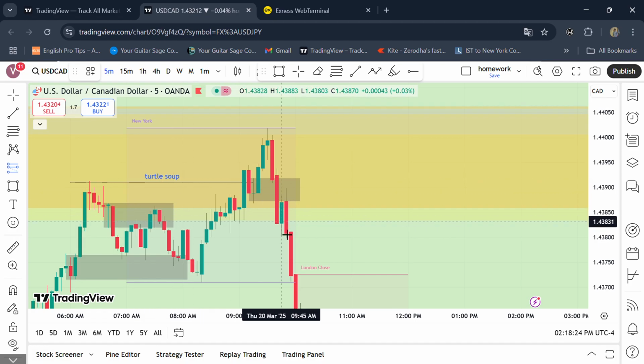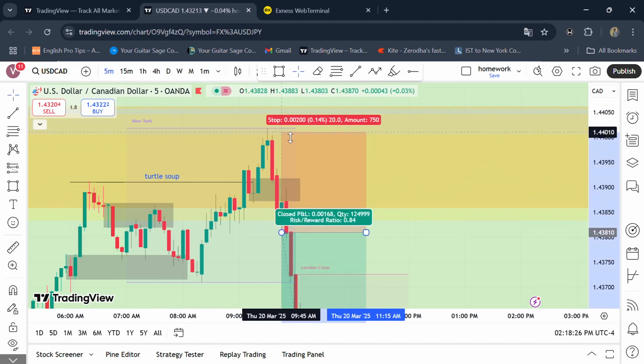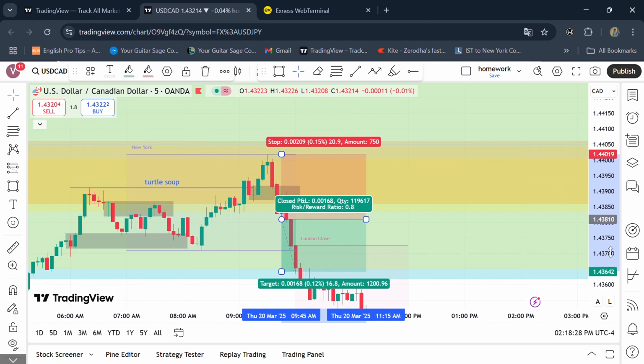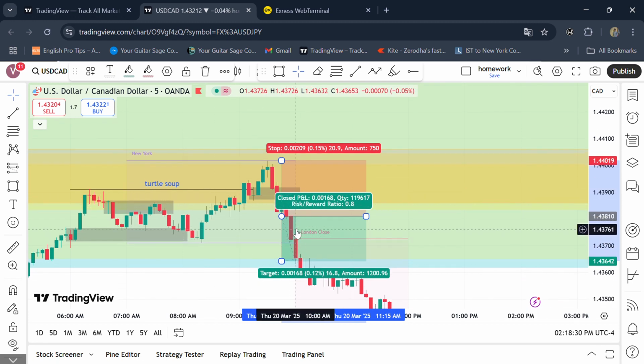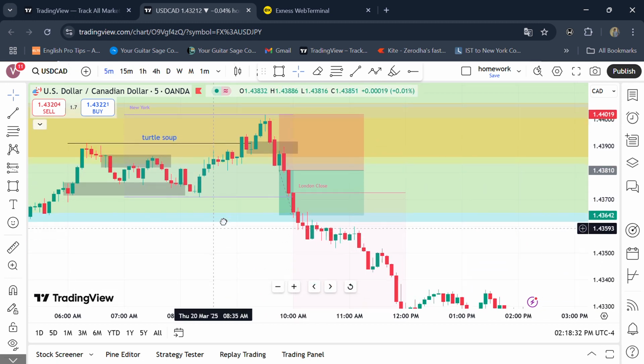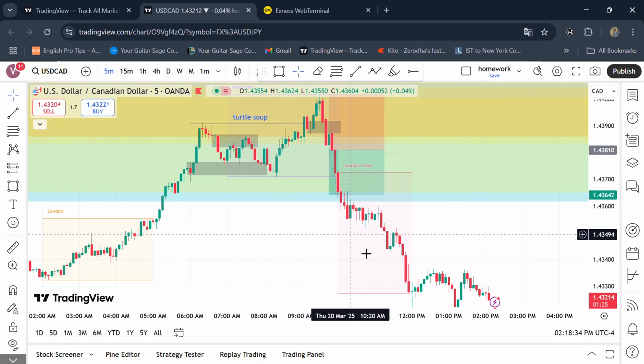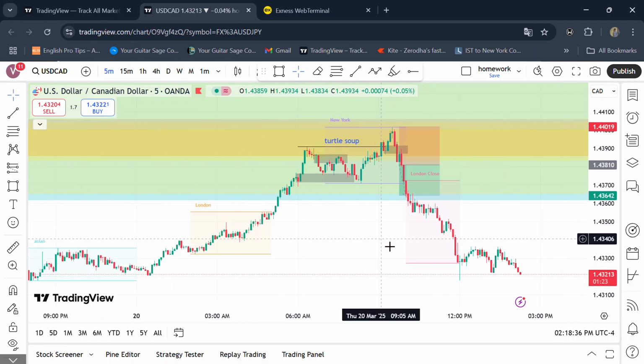I made two entries, stop loss here. I made two entries, one here and one somewhere lower because I wasn't sure. I was scared with the first loss that I took.